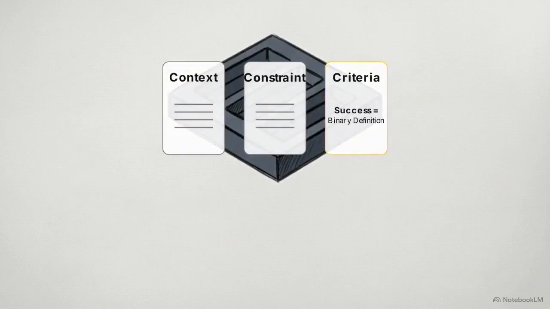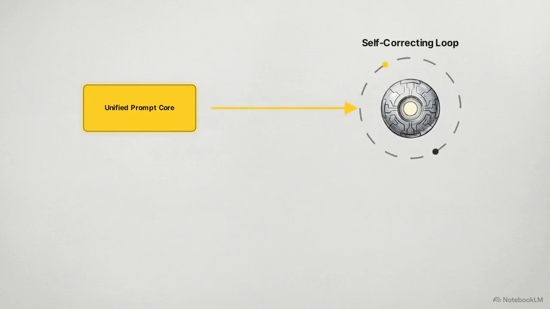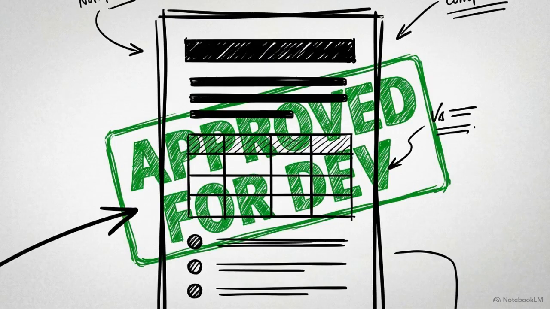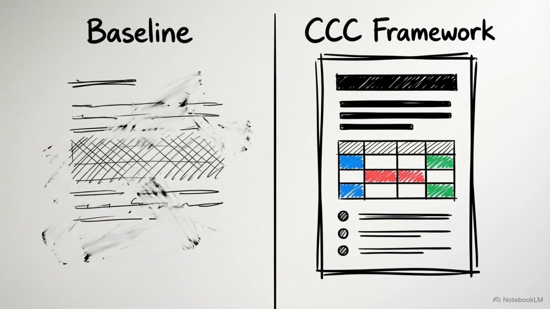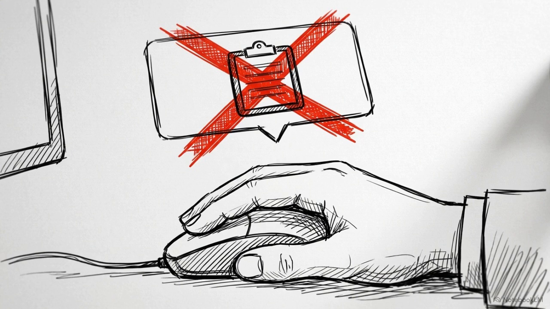The final C is criteria. You need to establish a binary definition of success so the AI's internal planning loop can evaluate its own work and self-correct. For our checklist feature, we define success as a document so precise an engineer could build the feature without asking a clarifying question. If you compare the baseline output of a generic prompt against the output generated by the CCC framework, the difference in quality is obvious. The framework produces a detailed Notion document, complete with formatted tables, user stories, and clear acceptance criteria. However, you must avoid blindly copying and pasting this text directly into an engineering ticket.